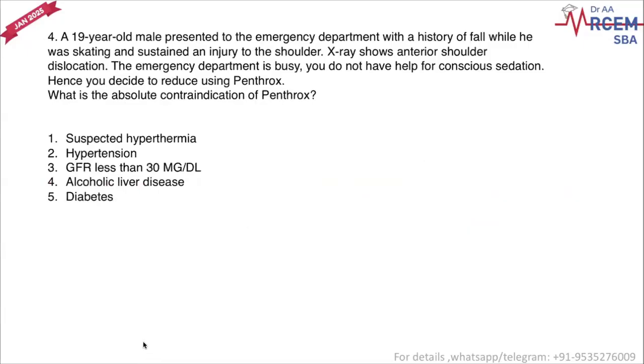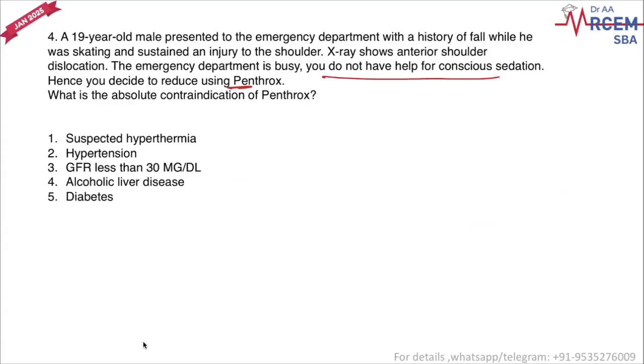A 19-year-old male presents to the ED with a history of fall while he was skating and sustained an injury to the shoulder. X-ray shows an anterior shoulder dislocation. The ED is busy, so you do not have help for conscious sedation. You decide to do it with Penthrox. What is the absolute contraindication for Penthrox?